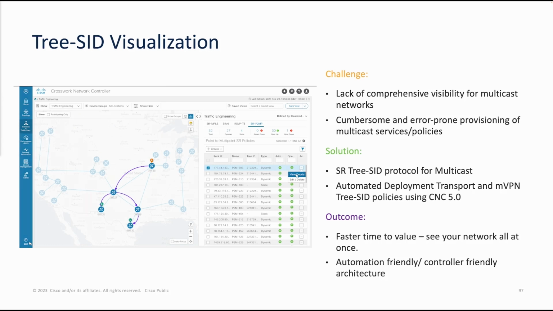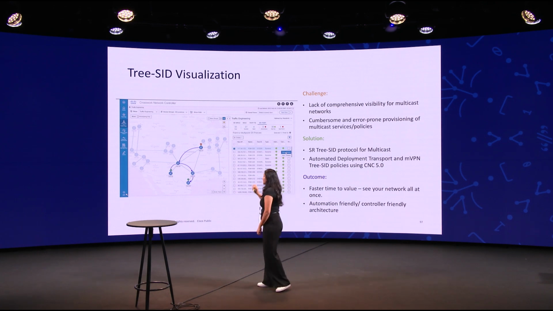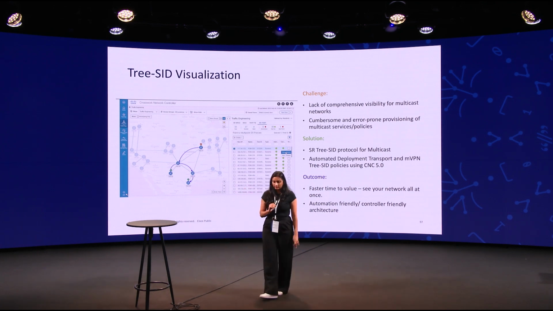This is super special to CNC because this is the first time a controller solution has had real-time visibility of a multicast network, of multicast trees, of all the information from the source to the leaf to the replication points to bud nodes and all of that.